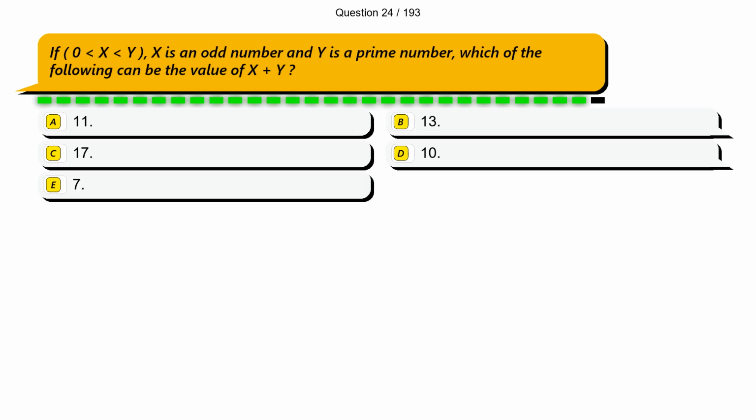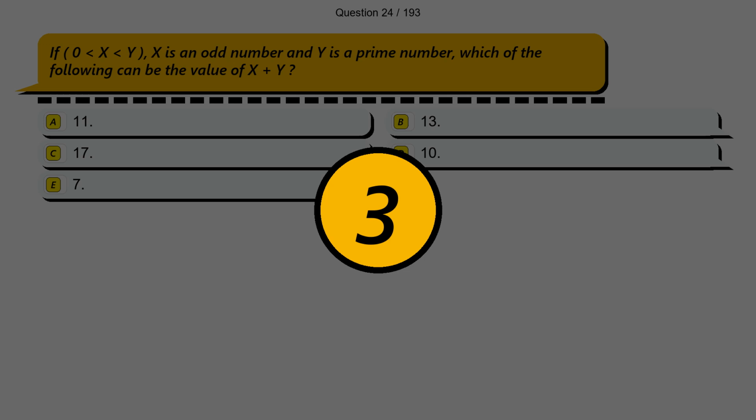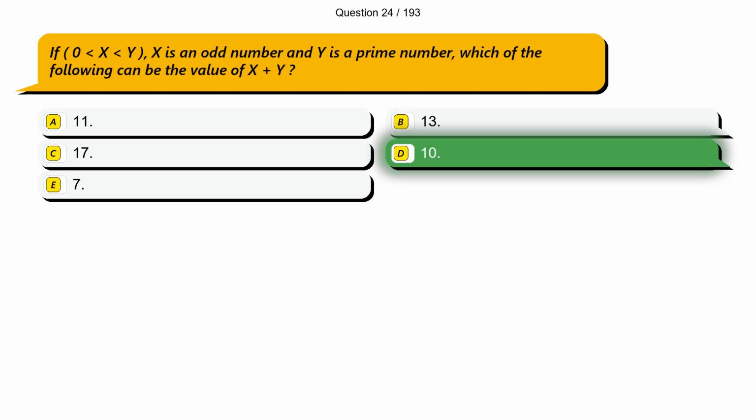Question 24. If 0 < x < y, x is an odd number and y is a prime number, which of the following can be the value of x plus y? Option A, 11. Option B, 13. Option C, 17. Option D, 10. Option E, 7. The correct answer is option D, 10.